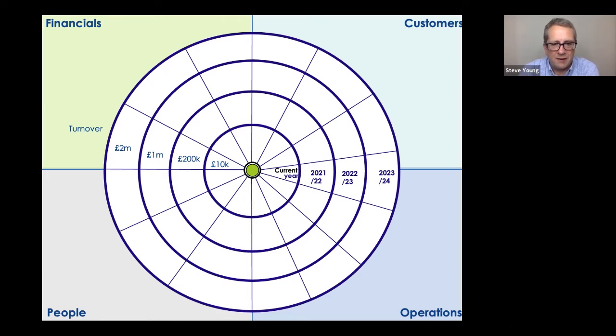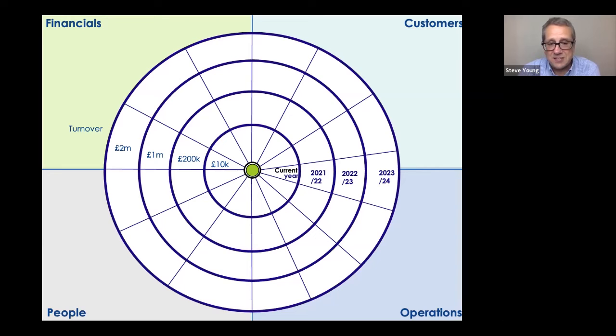So by now you should have your current turnover in there, and on the outside ring, your turnover in 3 years. Now what I want you to do is chunk it back. So in this case, if it was 2 million in 3 years' time, what does it need to be in 2 years' time? The circle that's just inside that one. So where do you need to be in 2 years to get to, in this case, 2 million? So they said about 1 million.